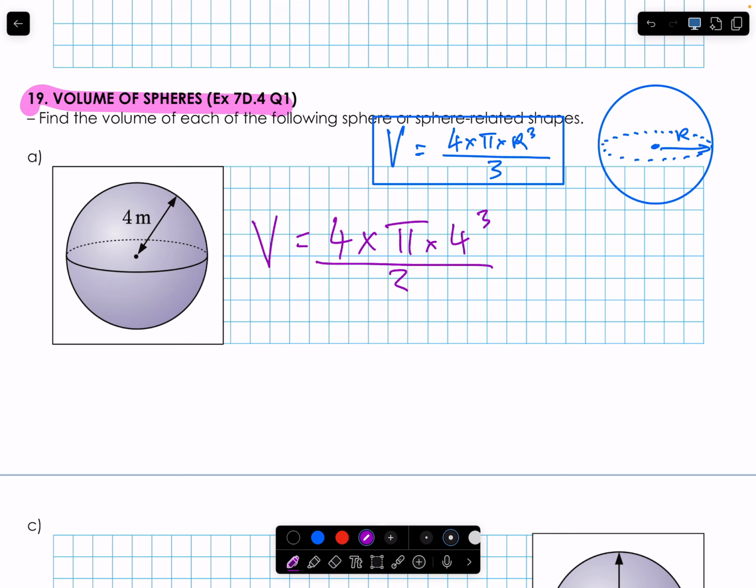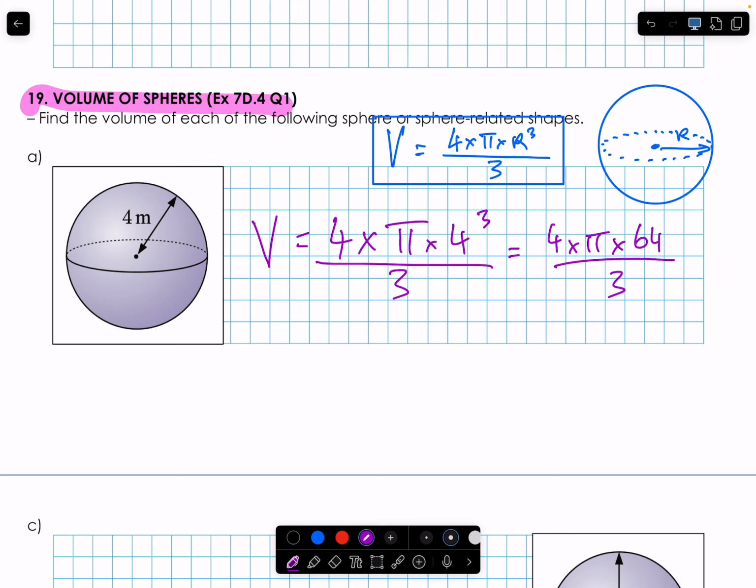Divide it by 3. According to BEDMAS, what does B stand for? Brackets. There's no brackets there. What does E stand for in BEDMAS? Exponent. So I need to deal with the 4 cubed first. So that's going to be 4 times pi times 4 cubed. 4 cubed is 16 times 4, I think it's 64.